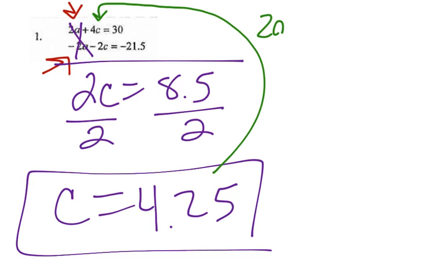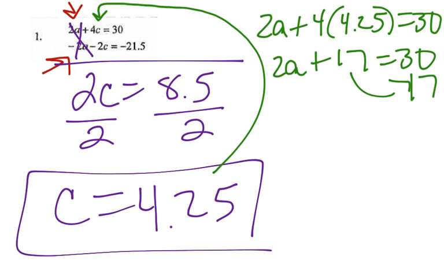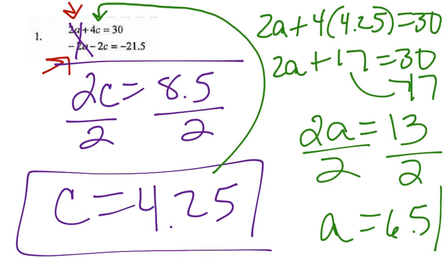So you're going to have 2a plus 4 times 4.25 equals 30. So 4 times 4.25 is 17. So 2a plus 17 is equal to 30. You're going to have to come over and subtract your 17. 2a is equal to 13. Divide by 2, and a is equal to 6.5.